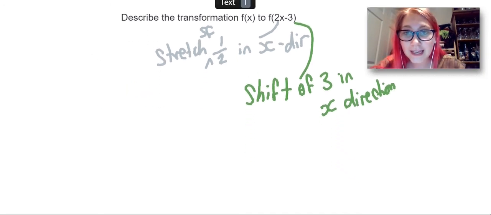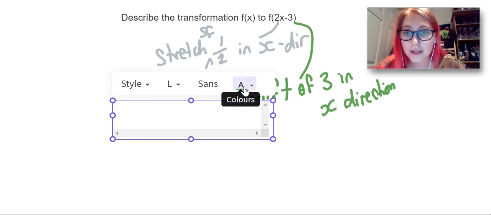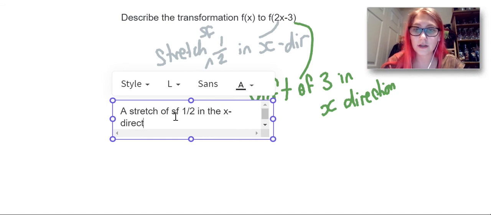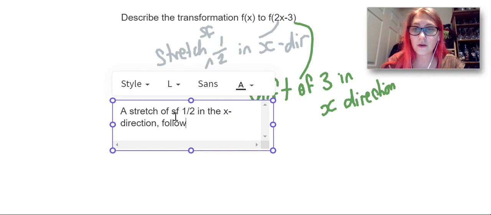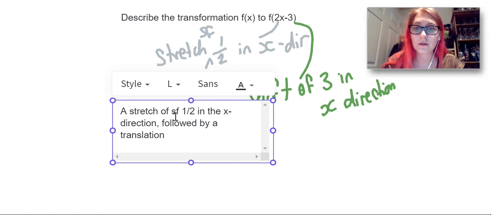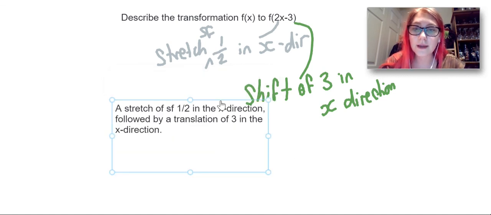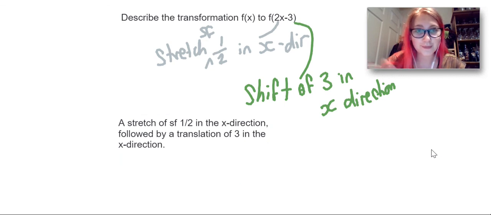So what we have to say as our solution is that this is a stretch of scale factor 1/2 in the x direction, followed by a translation of 3 in the x direction. So the key thing to note here is that the order really matters with it. But there's your solution.